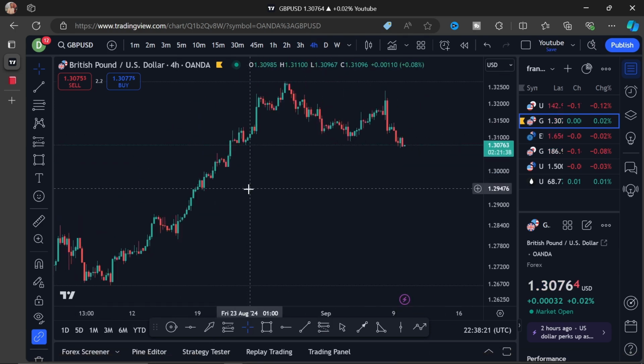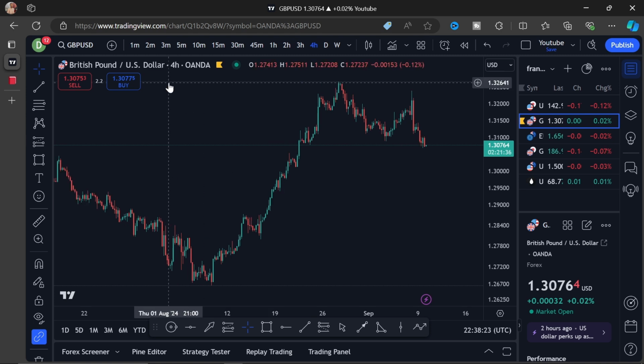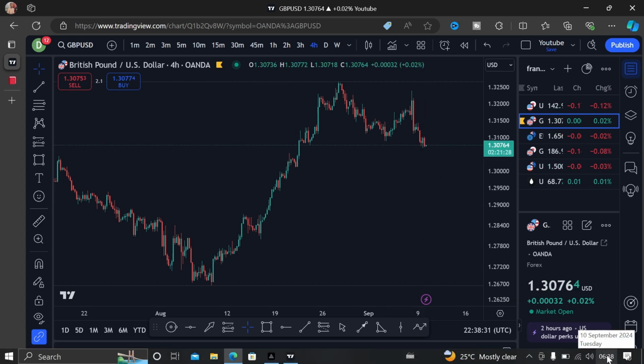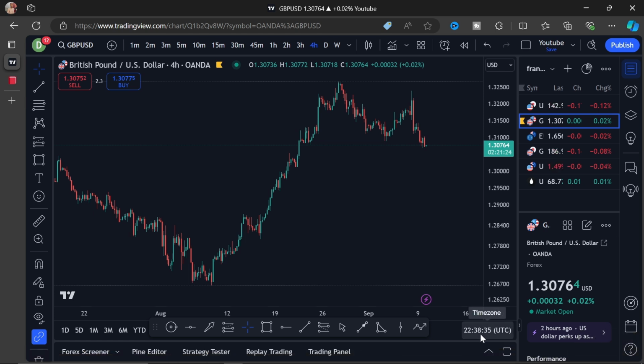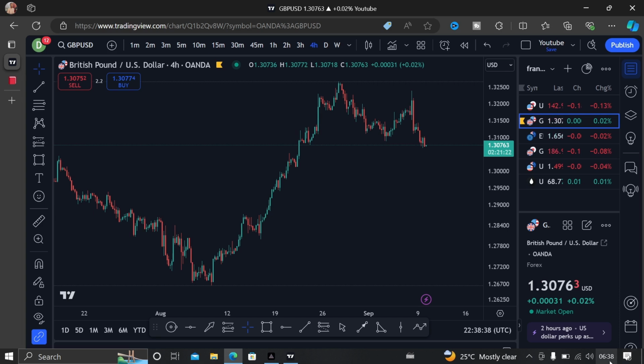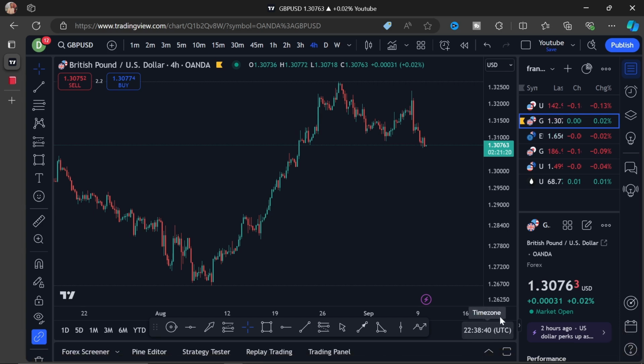Now here is the market. As you can see right now, this is GBP USD, the live market movement. This is Monday 9th September 2024, and this is probably 10 p.m. in my country. My laptop time is not correct. Here it is 10 p.m. in my country.